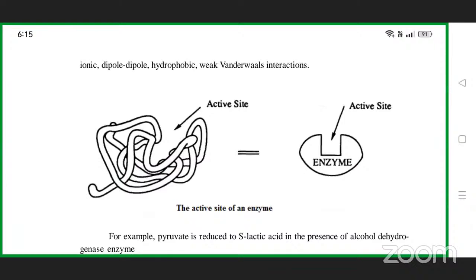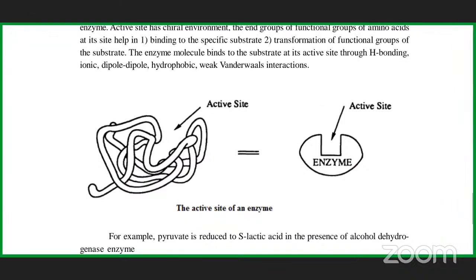Here you can see the diagram of the active site of an enzyme, the irregular cavity. The irregular geometry of that particular enzyme is called the active site. This is the site where the substrate molecule or the drug molecule is going to interact or bind with the site.